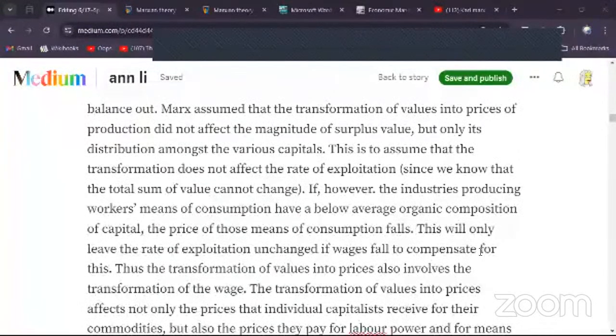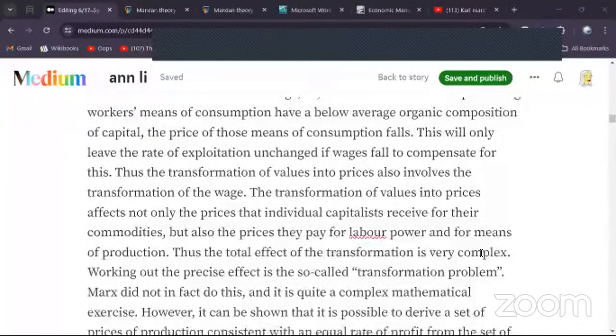Thus, the transformation of values into prices also involves the transformation of the wage. So, sort of ipso facto, whatever. The transformation of values into prices affects not only the prices that individual capitalists receive for their commodities, but also the prices they pay for labor power and other means of production. Thus, the total effect of the transformation is very complex. Working out the precise effect is the so-called transformation problem.